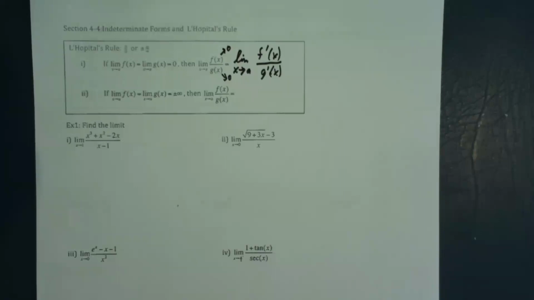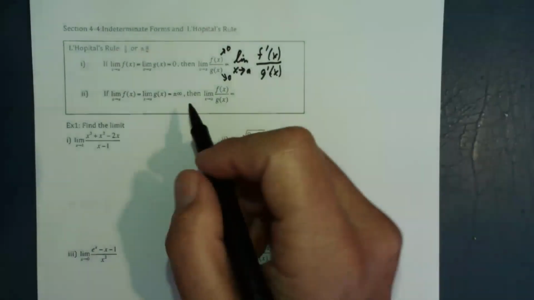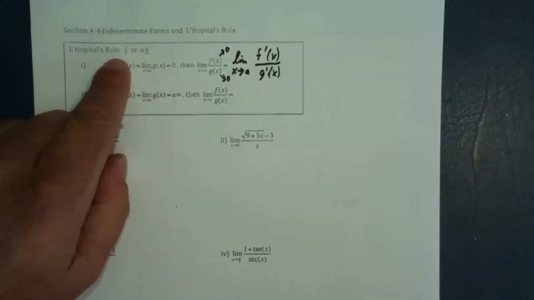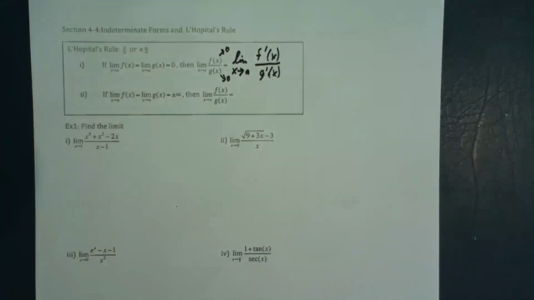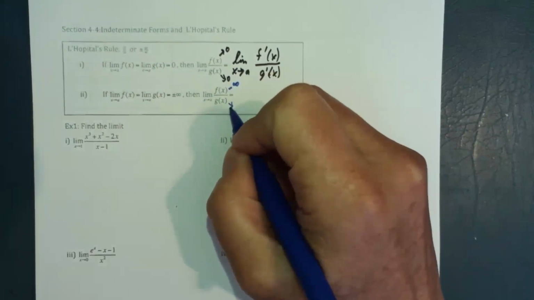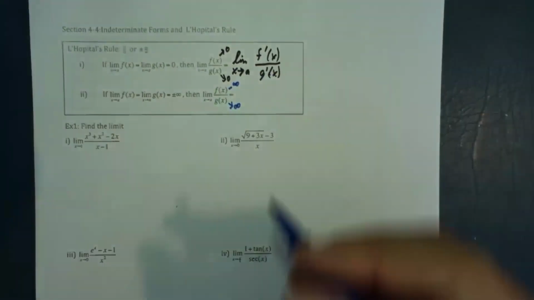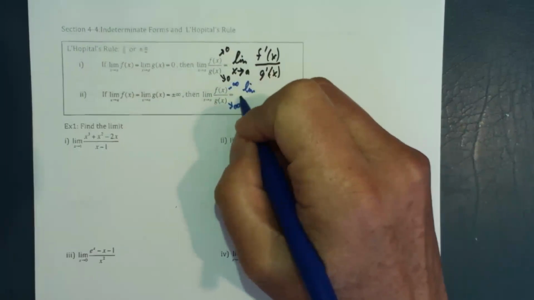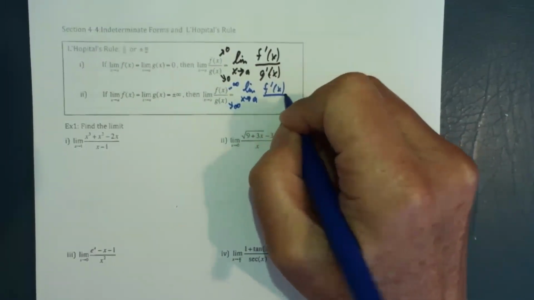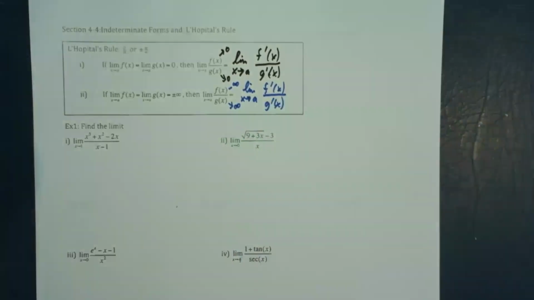This is literally the derivative of the function on top divided by the derivative of the function down below in the denominator. This also holds true if the numerator and denominator go off to infinity. So we get the infinity over infinity or the 0 over 0. We can use L'Hopital. If this goes to plus or minus infinity and this goes to infinity, then we again can use L'Hopital's rule, f prime of x over g prime of x. This is a very handy rule. Makes things a lot easier.